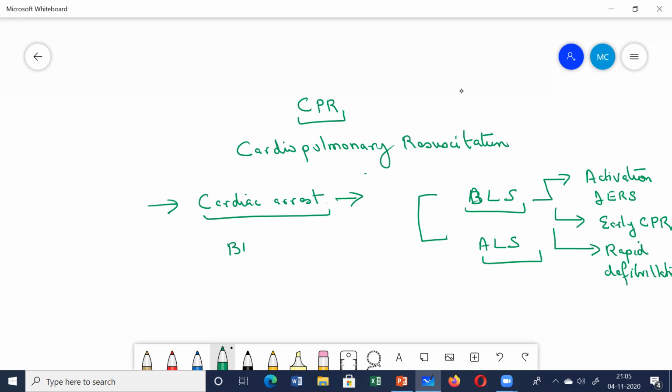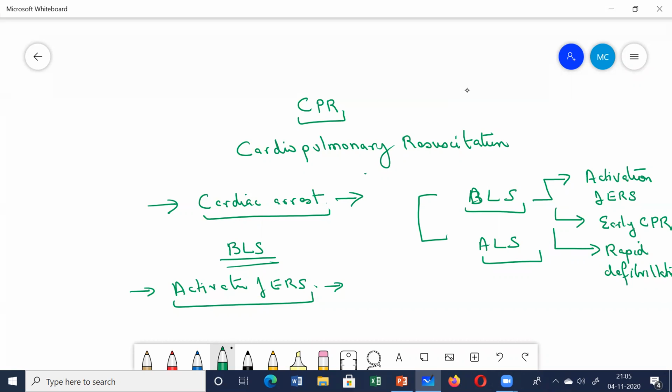So in BLS, the first thing I told you is the activation of the ERS. What do you understand by the activation of ERS? Activation of ERS means you have to recognize early that a cardiac arrest has occurred, because this recognition is very important: every minute the patient is in cardiac arrest, the chances of survival drop by 10%.